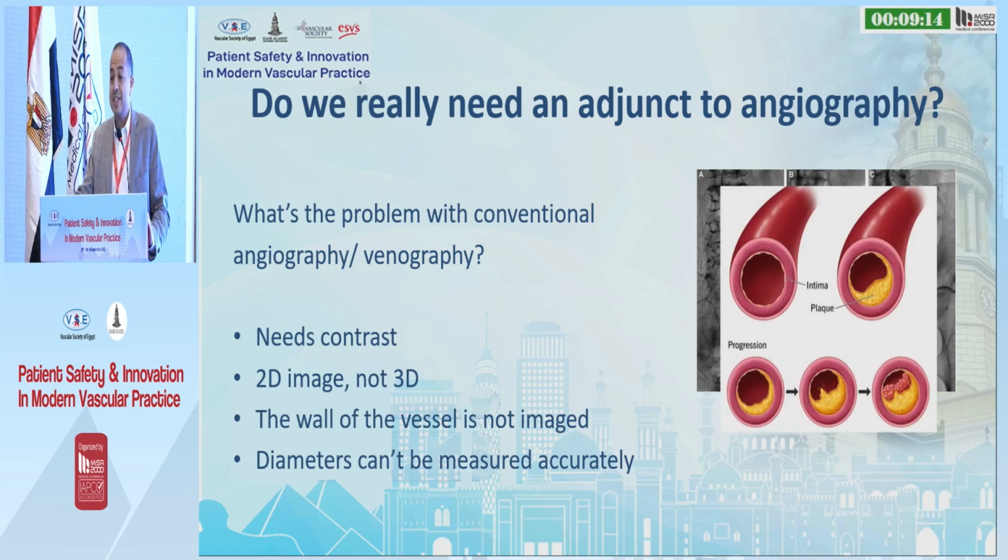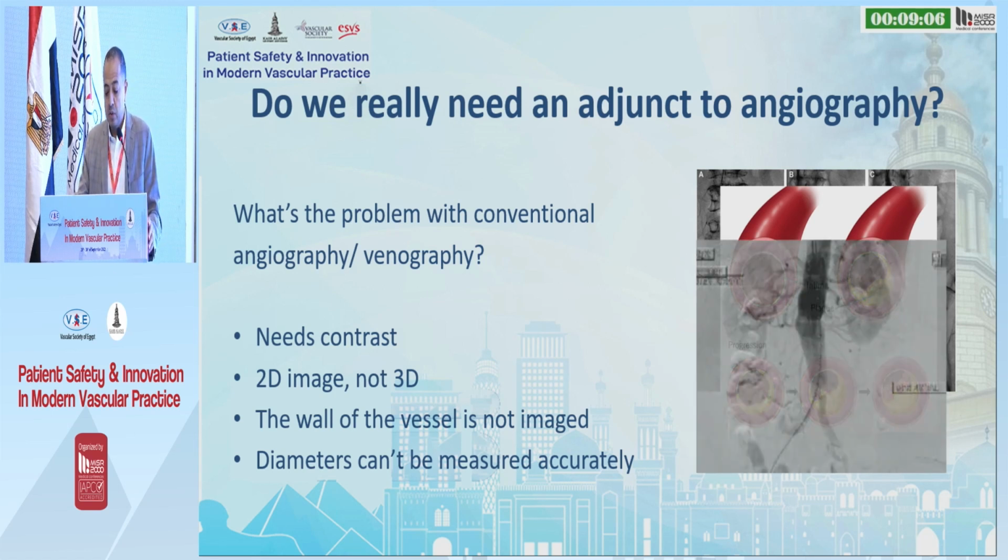The wall of the vessel itself is not seen. You just see a filling defect. You don't know exactly what's going on in the wall. And you cannot measure the diameters accurately in such an aortic aneurysm here. It could be like that. You don't know where the actual wall of the aneurysm is.